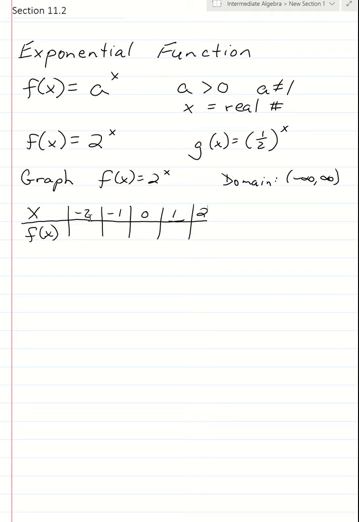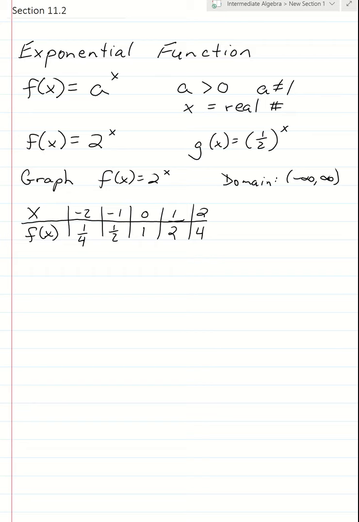So for example, if you take 2 and raise it to the -2 power, your calculator would tell you 1/4. If you were to take that base 2 and raise it to the -1 power, we would of course get the fraction 1/2. 2 to the 0 power is 1. 2 to the first, of course, would be 2. And of course, 2 squared, 2 to the second power, is the number 4.